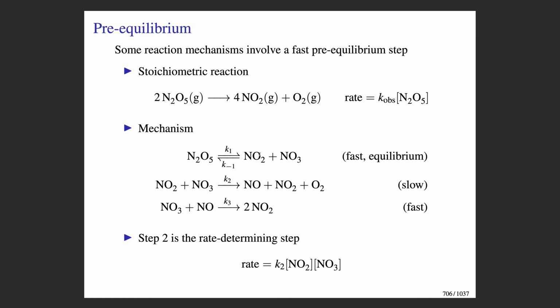So this process comes to equilibrium before really steps 2 and 3 can get going. In step 2, NO2 reacts with NO3, you form nitrogen monoxide and one of your products. Also you get the O2 product, and then the nitrogen monoxide intermediate can then react with an NO3 to give you more of your products, to give you the other two equivalents of your products.